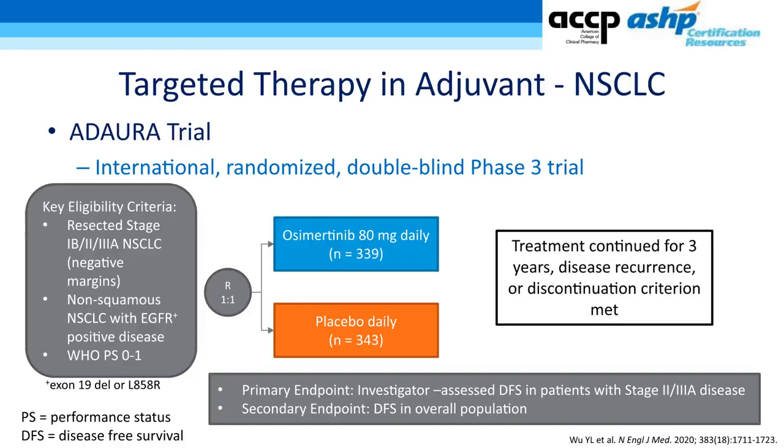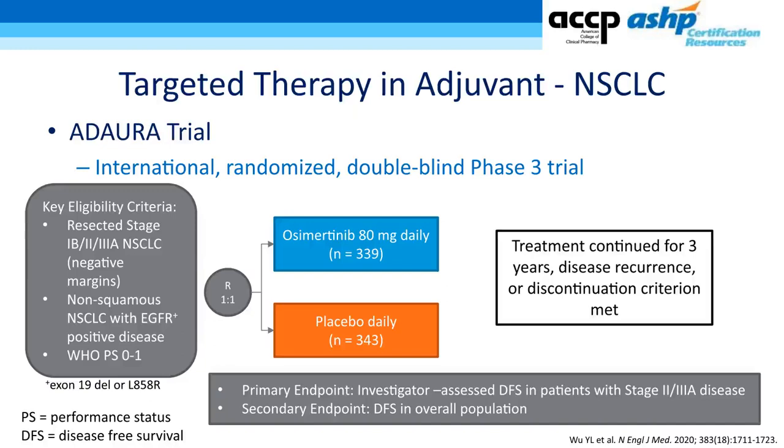Tumor histology plays an incredible role in drug selection for non-small cell lung cancer patients. And prior to this year, it was unclear what to do for patients that were found to have notable mutations in their tumor histology, such as EGFR or ALK positive disease. Recently this year, the ADAURA trial was published in the New England Journal of Medicine. It was an international randomized double-blind phase 3 trial that evaluated patients with resected stage 1, 2, and 3A non-small cell lung cancer. These patients had to have non-squamous non-small cell lung cancer with EGFR positive disease. Additionally, they had to have a good performance status.